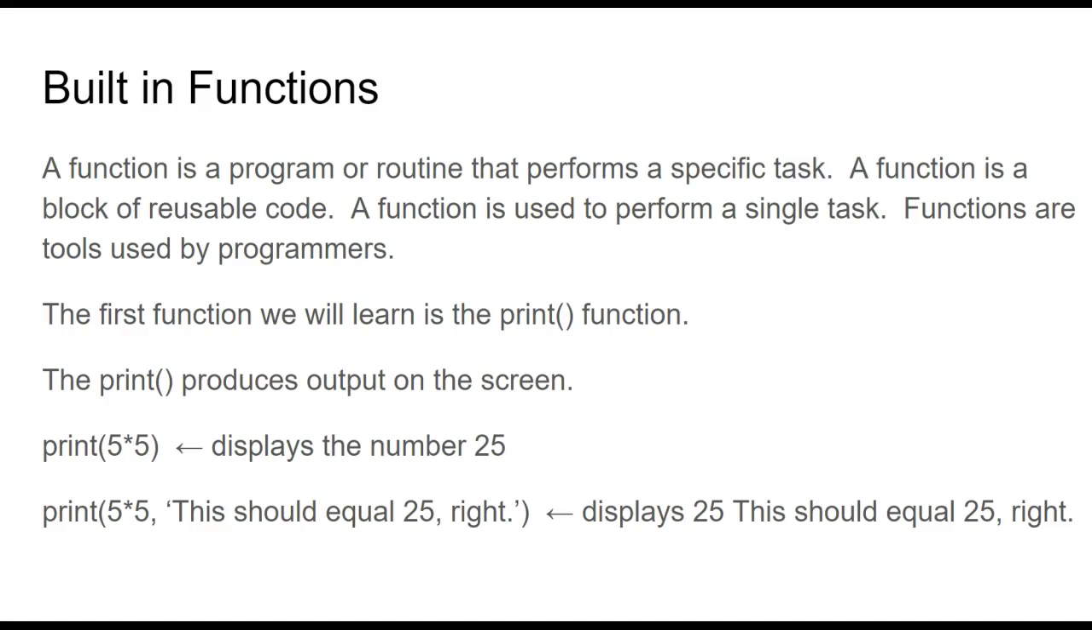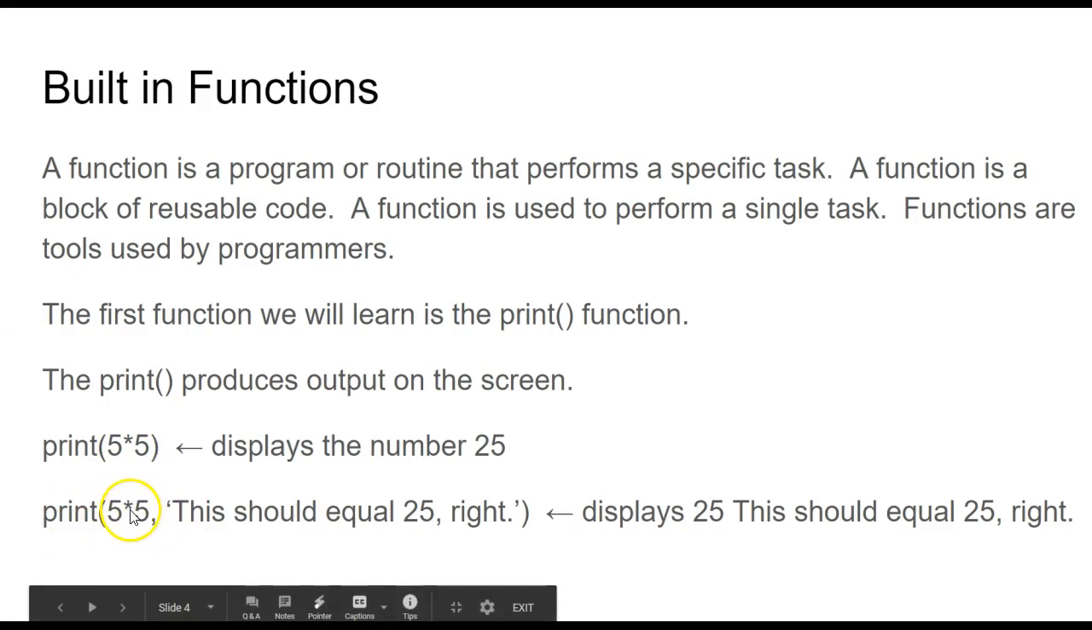Again, the first function would be print. Notice print, left paren, right paren. Print produces output on the screen. For example, print, left paren 5, asterisk 5. The asterisk is the multiplication symbol. That would display 25. Here's an example of a print where I say print 5 times 5, comma, in quotes, this should equal 25 right. This is going to display 25. This should equal 25 right.